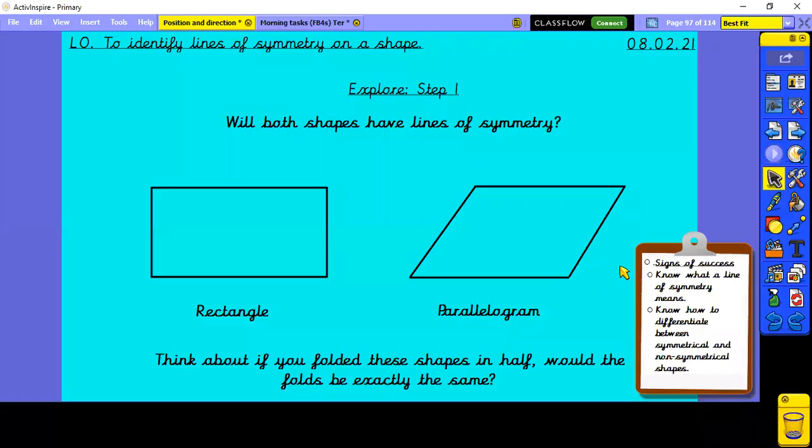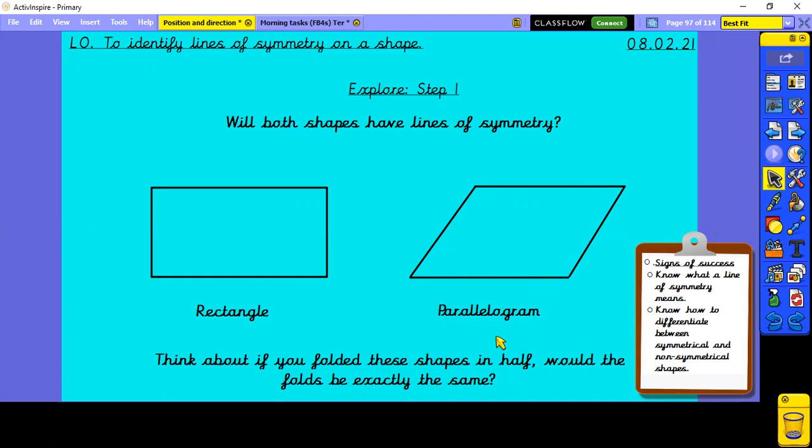Okay, and now we're going to compare 2 different shapes and think about, will both of these shapes have lines of symmetry? So here I have a rectangle, and here I have a parallelogram. And remember that a parallel shape is a shape that sides will never intersect. So these lines will keep going and never meet.